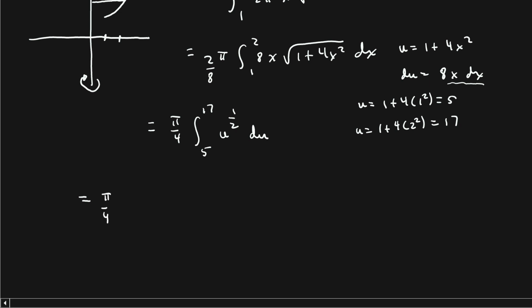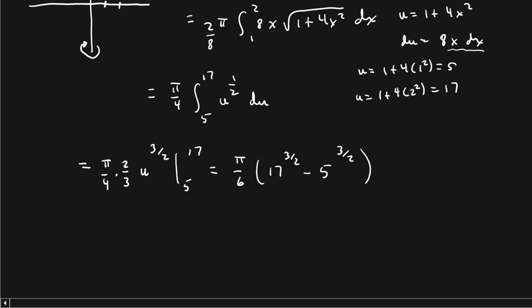So I've got pi over 4 times u to the 3/2 times 2/3 from 5 to 17. And so that is going to give us pi over 6 times 17 to the 3/2 minus 5 to the 3/2.